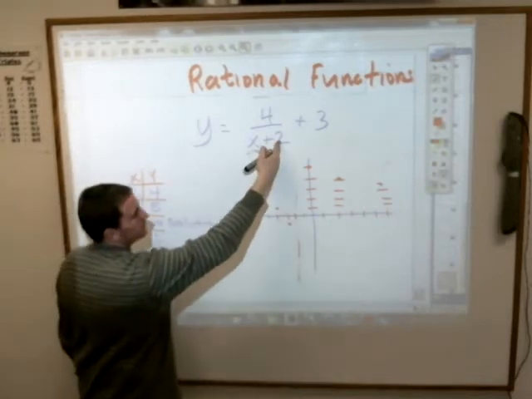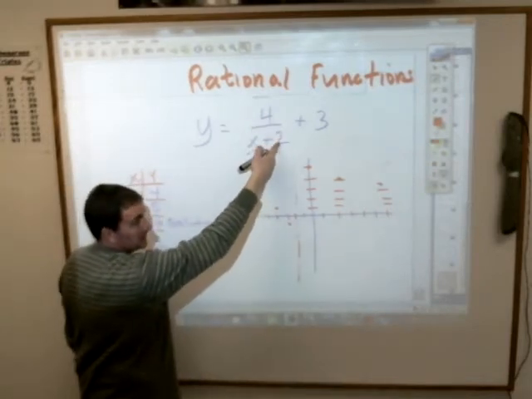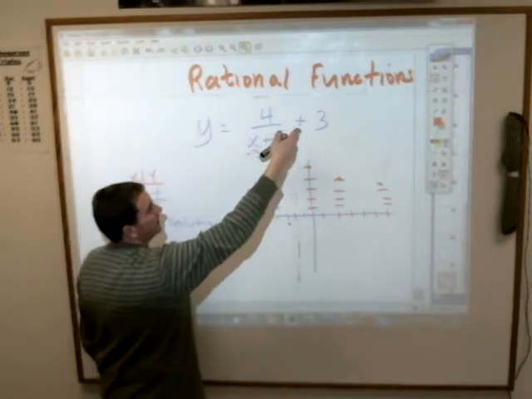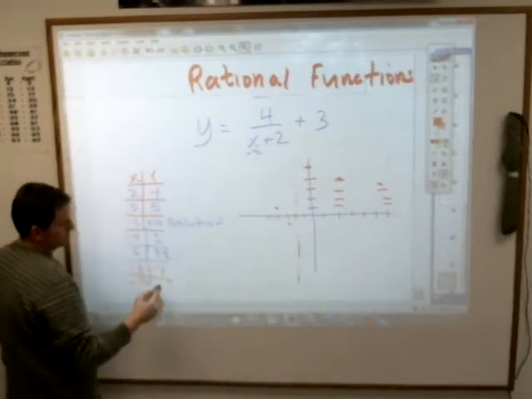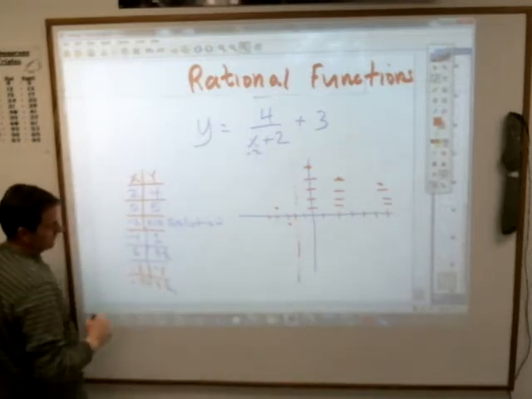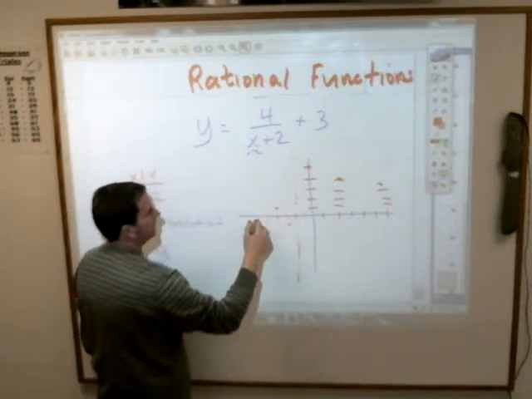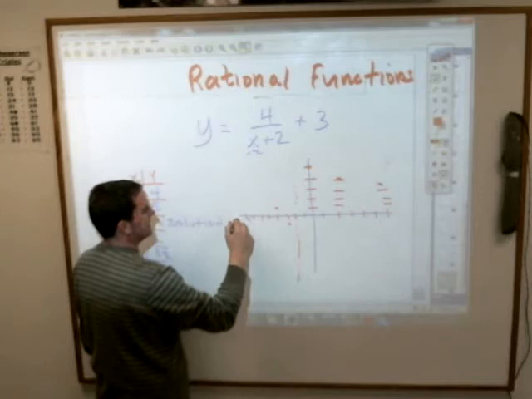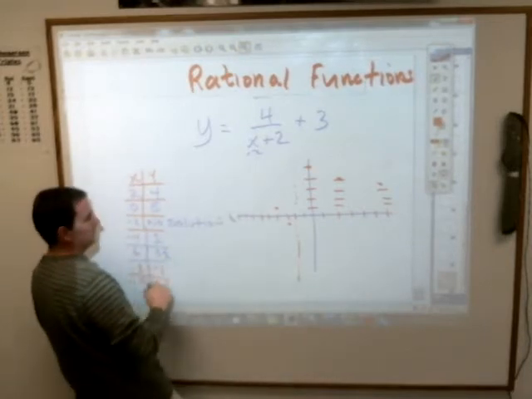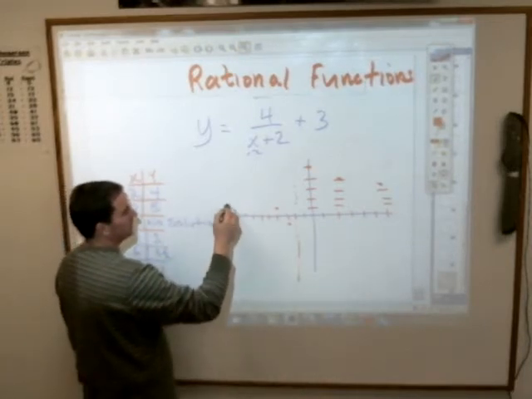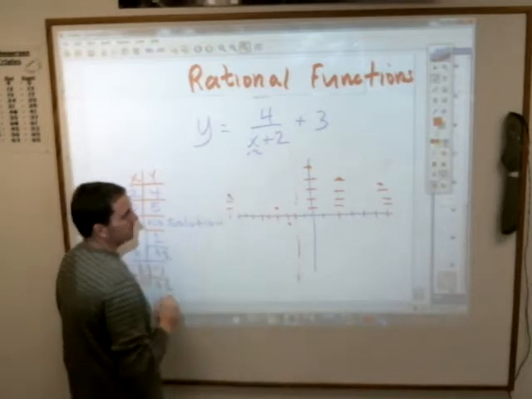Negative 10 plus 2 is a negative 8. 4 over negative 8 is negative 1/2, correct? Negative 1/2 plus 3 is 2.5. So at negative 10, I get 2 1/2.